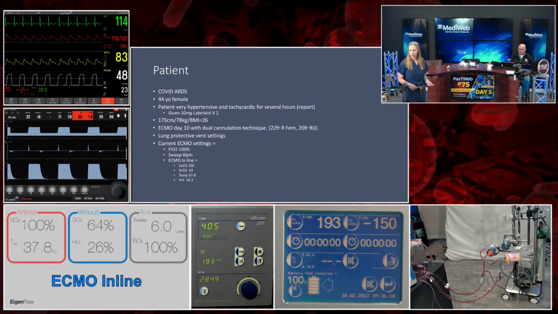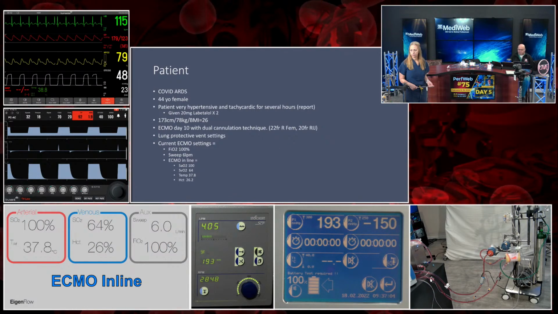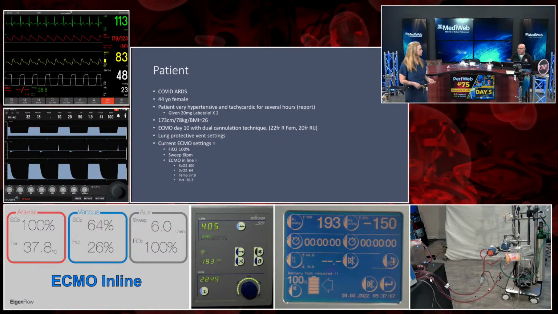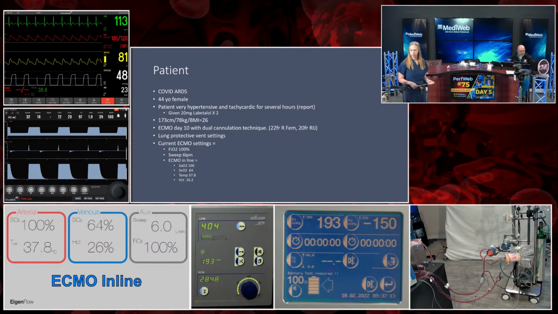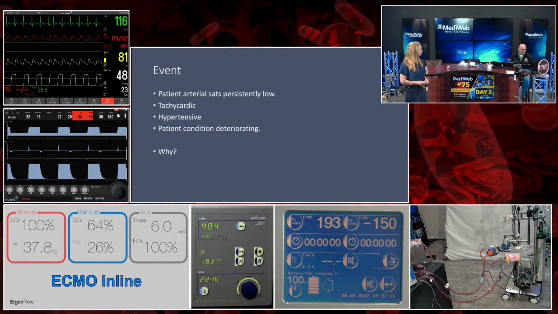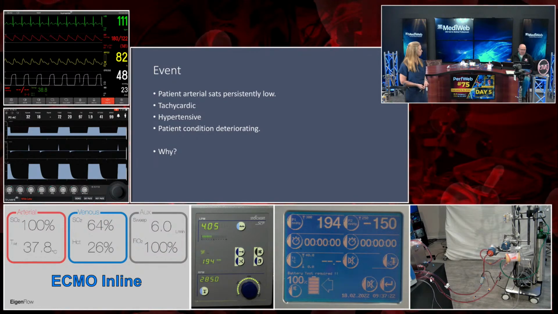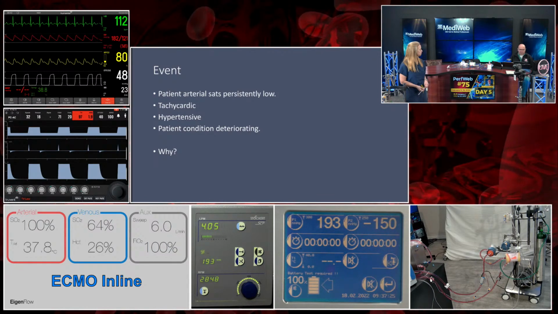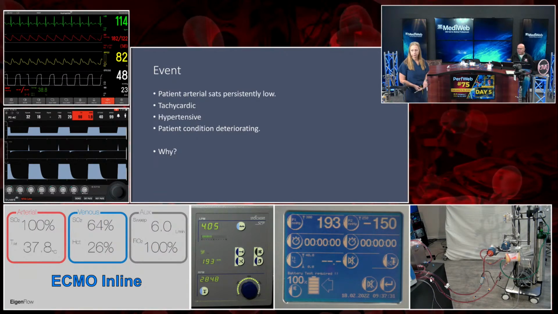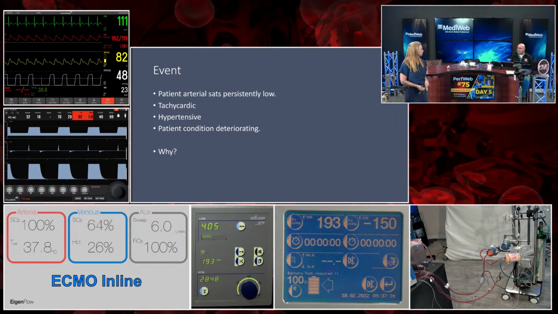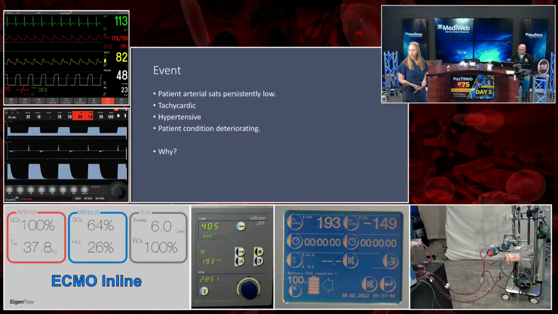And this is what you have gotten from report, and you're told that this is what has been going on all day. They have increased the flow from 3.4 to 4 in an attempt to make this better, but that has thus far not solved the problem. The patient's SATs are persistently low. The patient's tachycardic, hypertensive, and the patient condition is deteriorating. The question is why? What is going on with this patient? Okay, go ahead and kill the sound, because that's going to make me go crazy before the day is over. So throw the ventilator up full screen first.